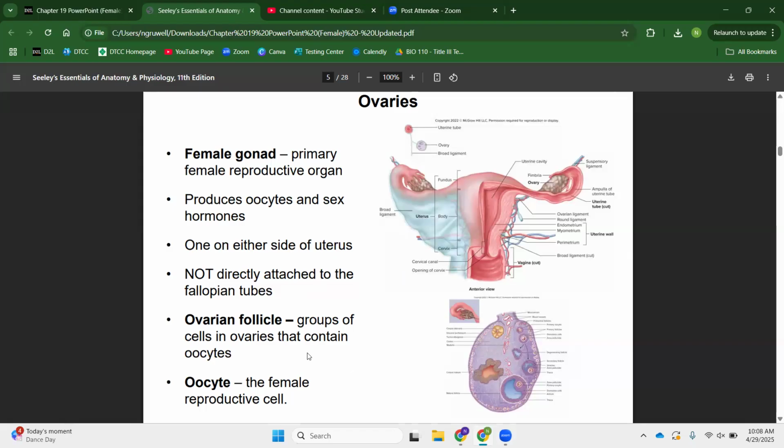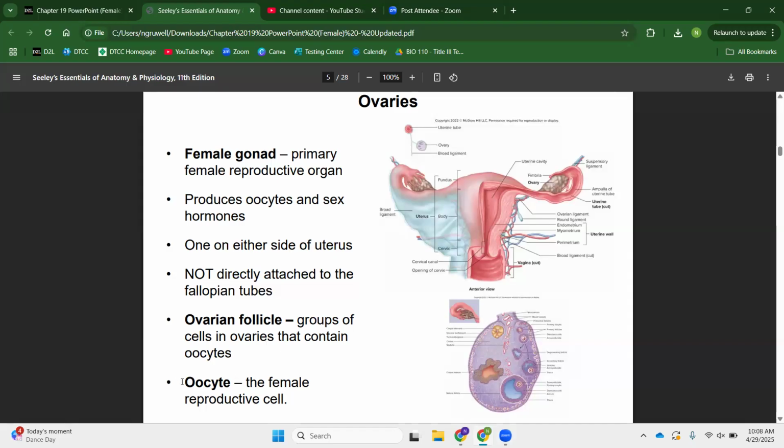Within the ovary, we have what are known as ovarian follicles, and these are cells that actually contain the oocytes. So the oocytes are going to more or less live within a follicle, and we'll talk about what happens when FSH, follicle stimulating hormone, is introduced to the system and how that affects the follicle.